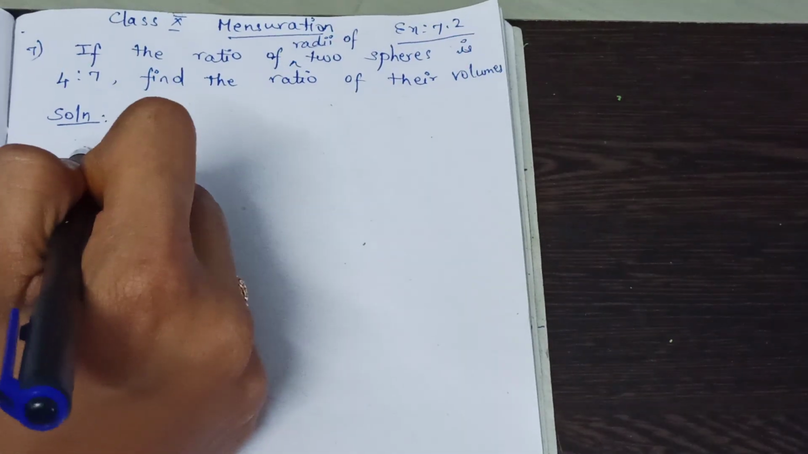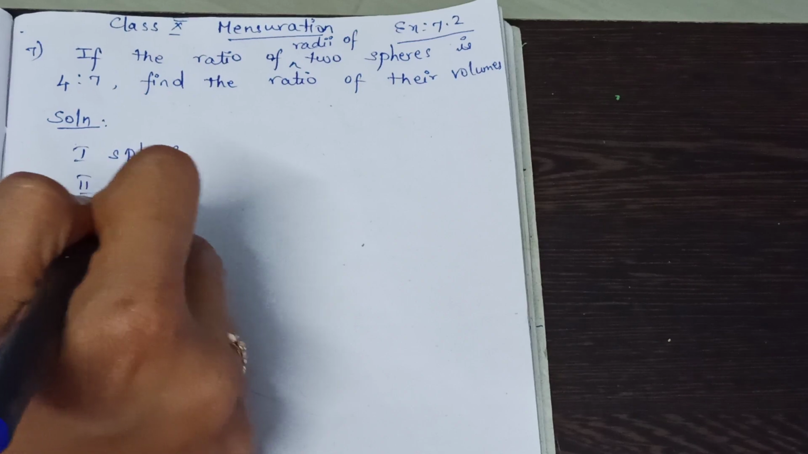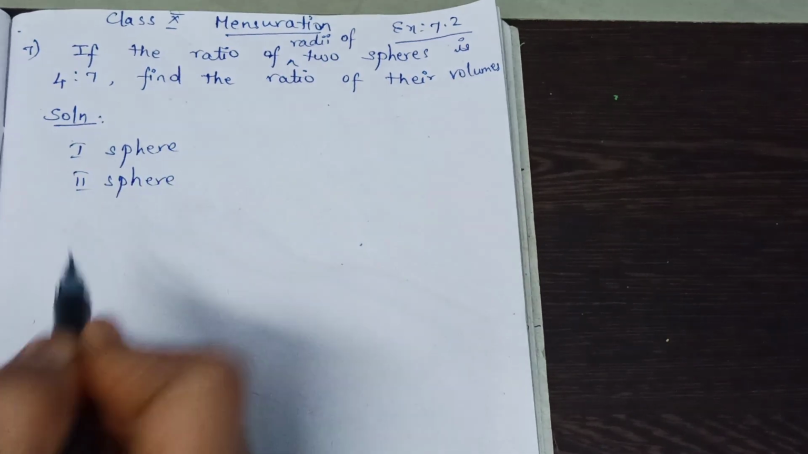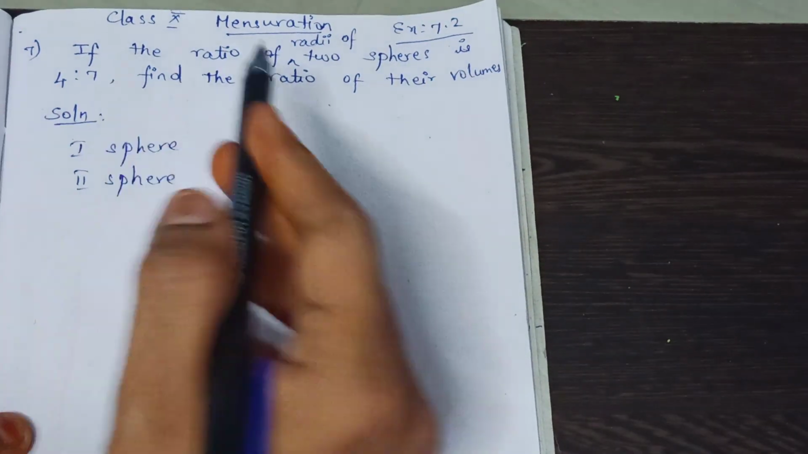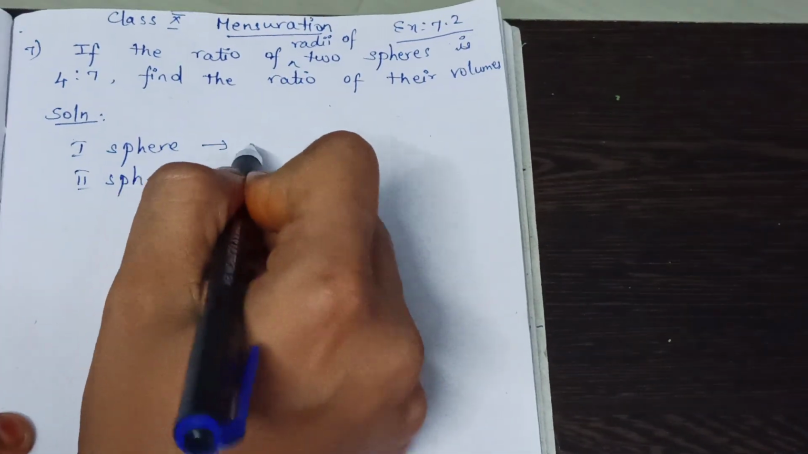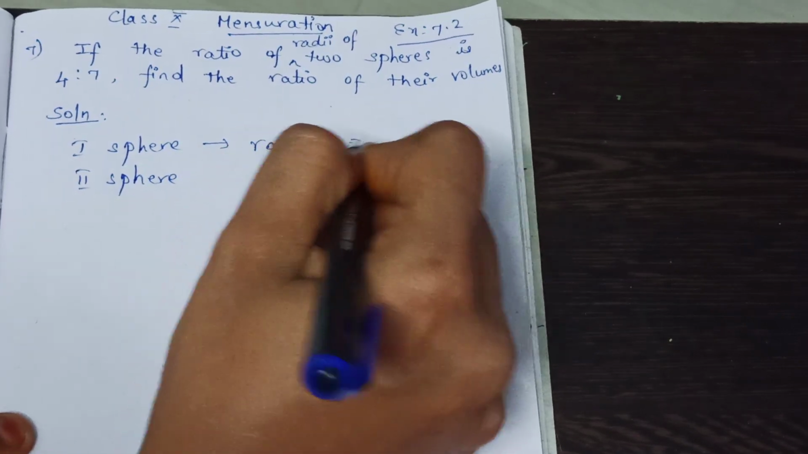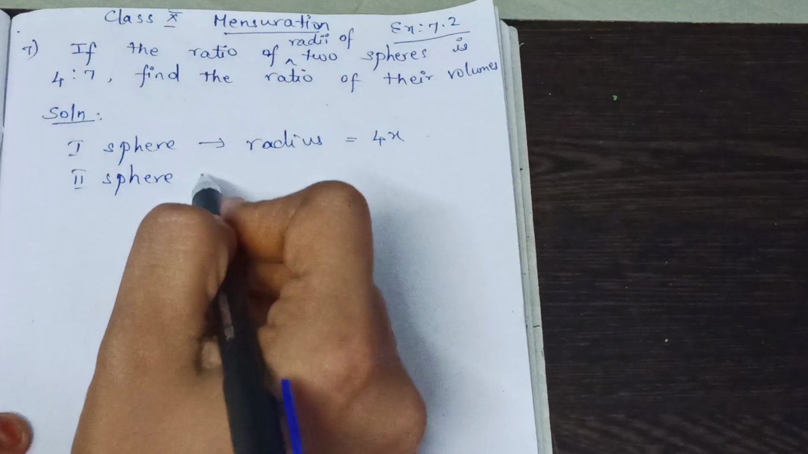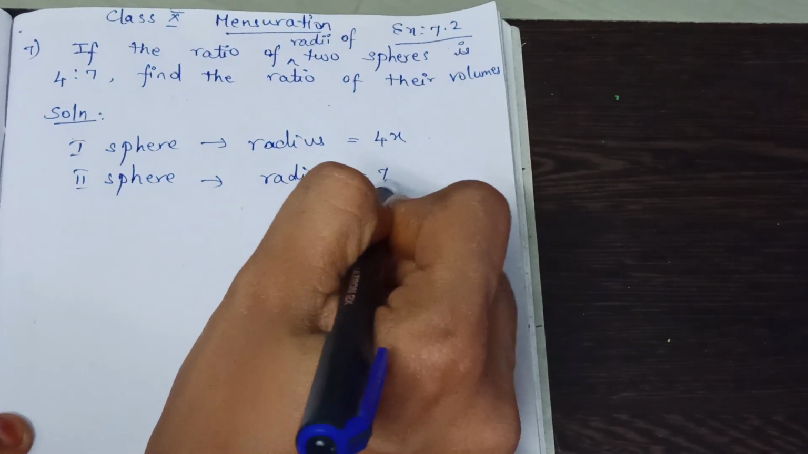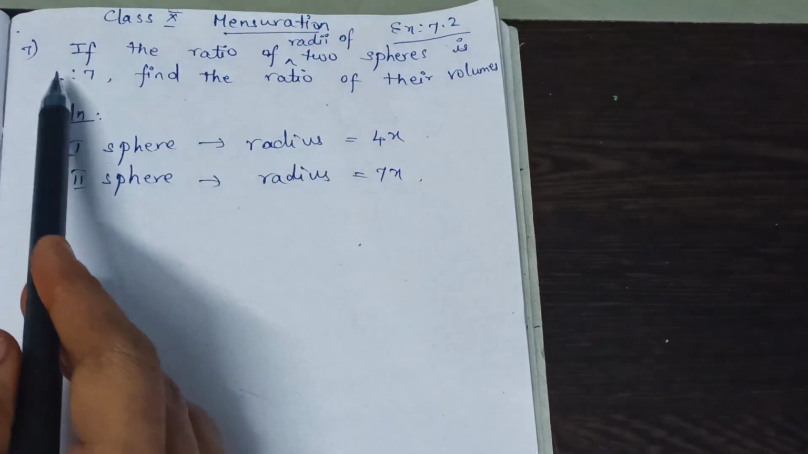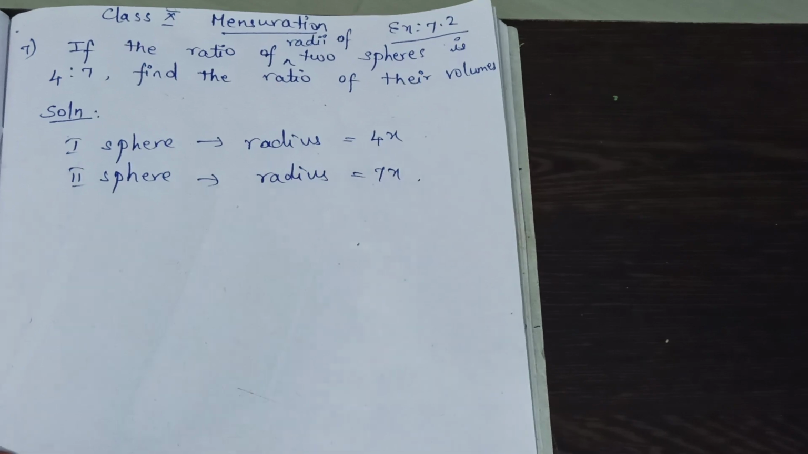So it is given, let us take the first sphere and the second sphere. The ratio of the radii is given to be 4:7. Therefore, their values can be taken as radius 4x for the first sphere. Similarly, the radius of the second sphere can be taken as 7x. Since the ratio is 4:7, their values can be taken as 4x and 7x.